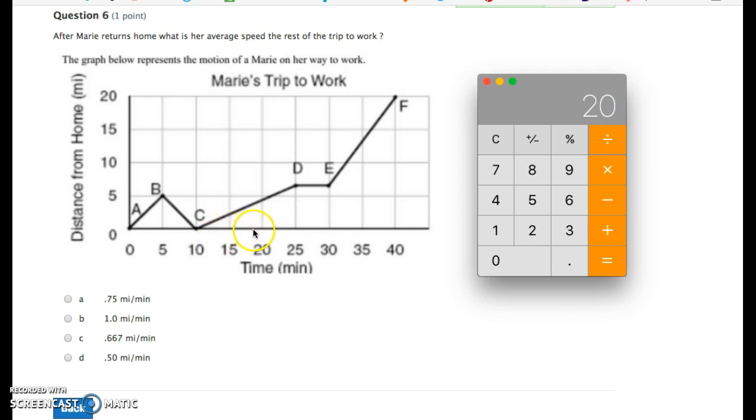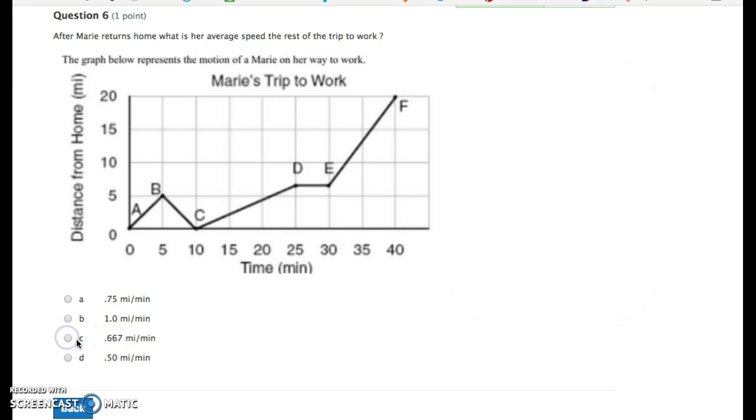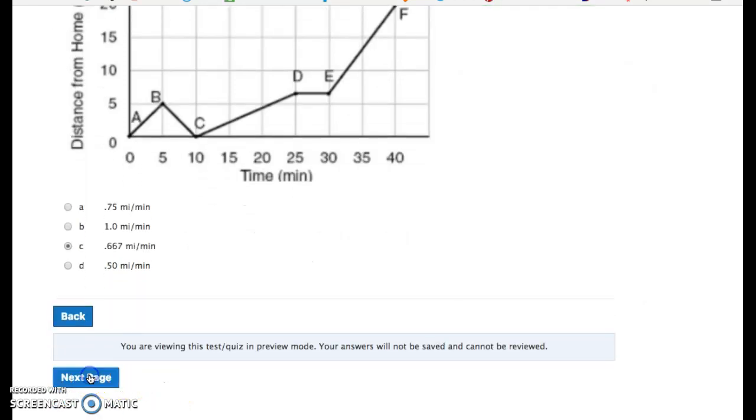So this is 5, 10, 15, 20, 25, and then 30. So I'm going to take 20 miles and divide by 30 minutes. My best choice here would be 0.667 miles per minute.